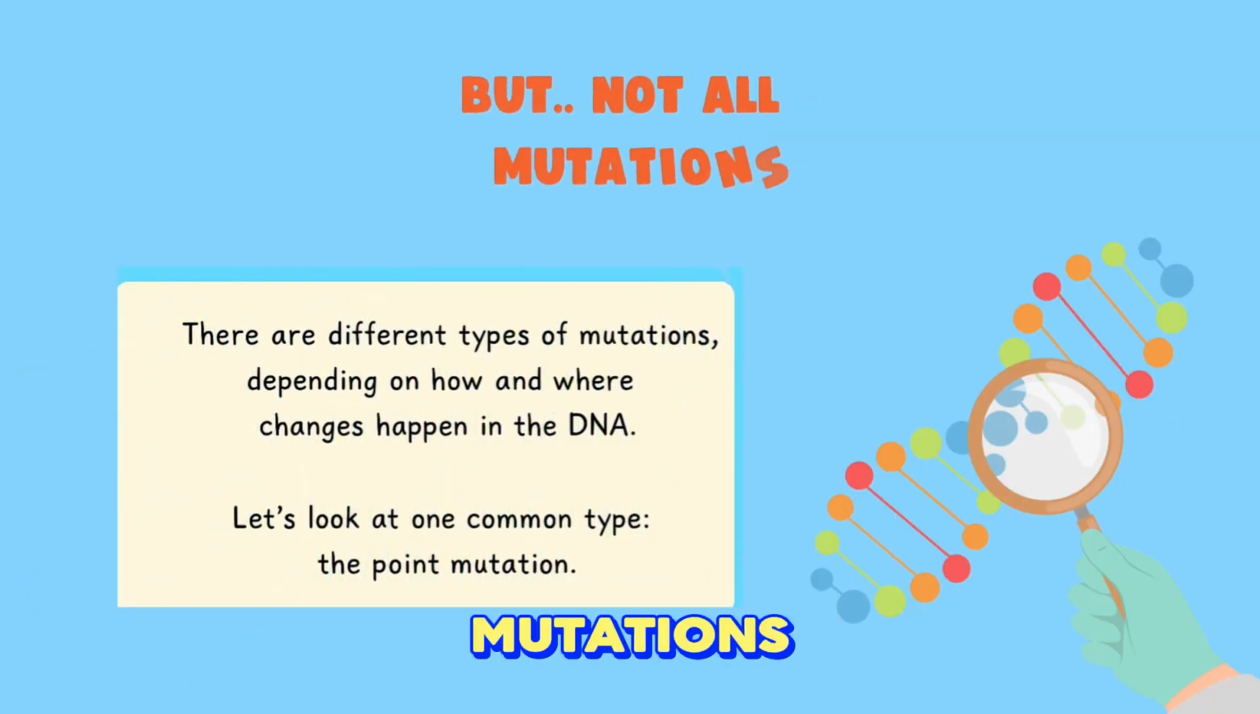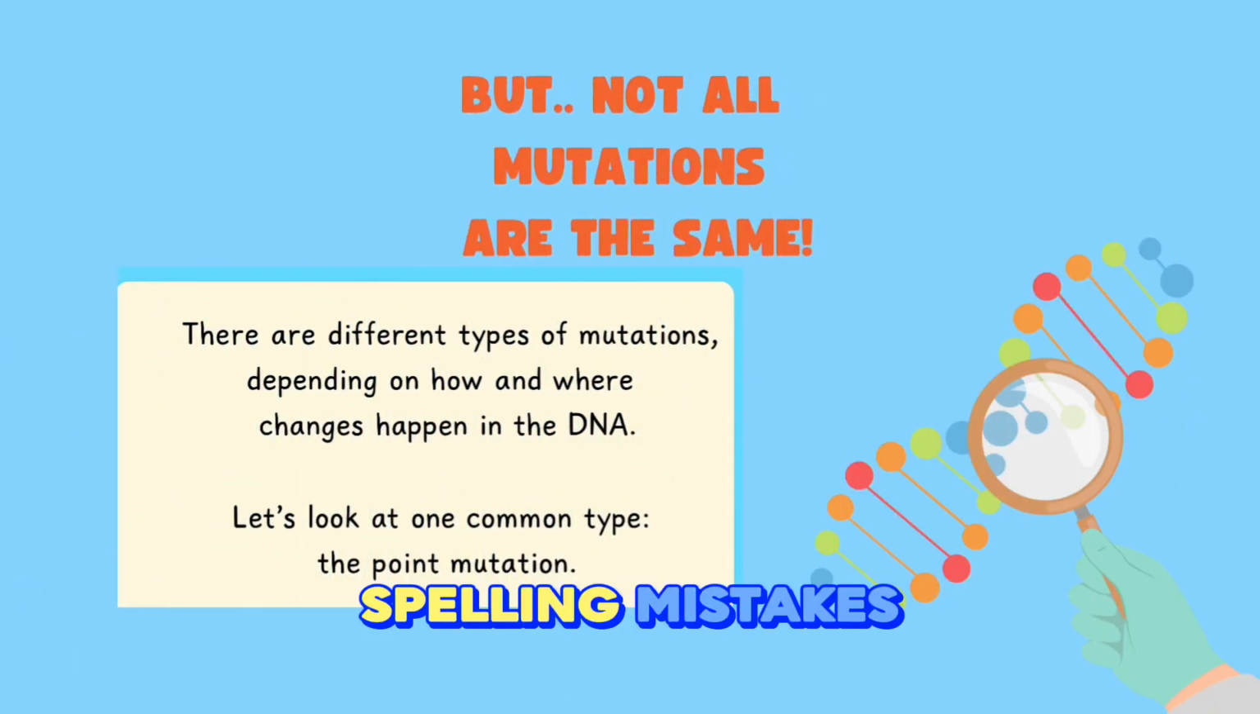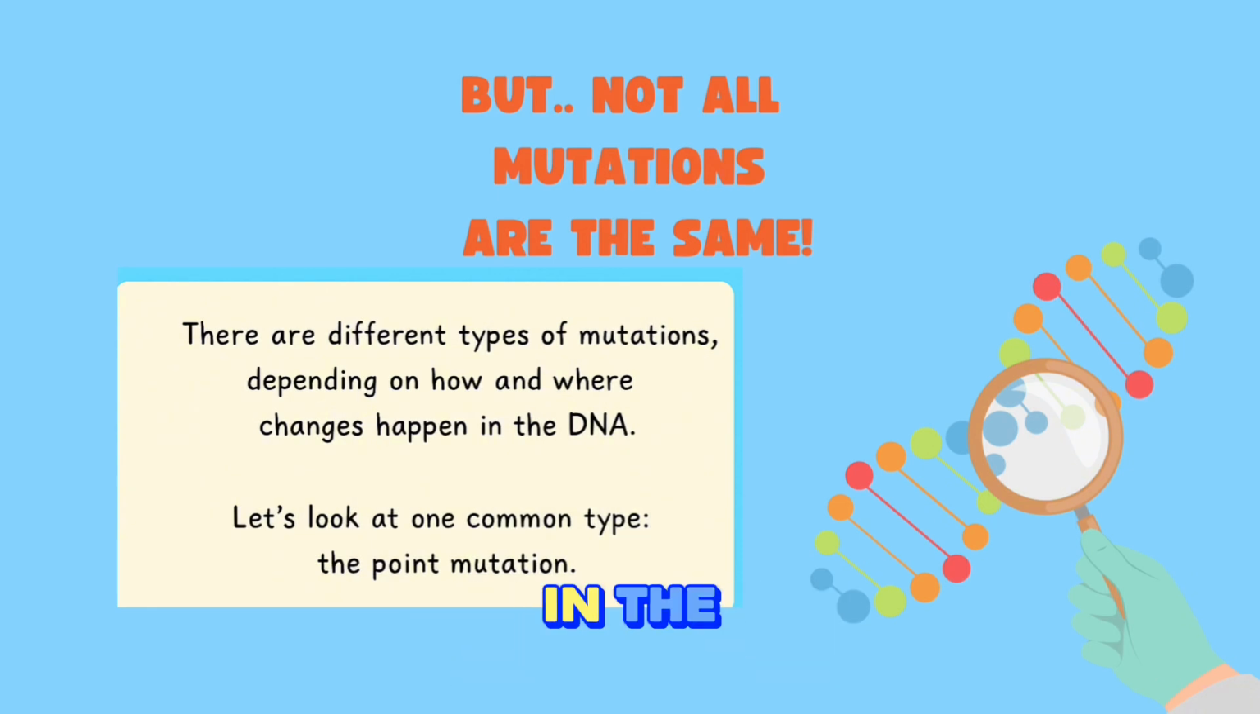Let's talk about point mutations. They are like tiny spelling mistakes in our DNA. These changes affect just one or a few letters in the code. For example, a G might be swapped for a C. It's small, but it can still have an impact.